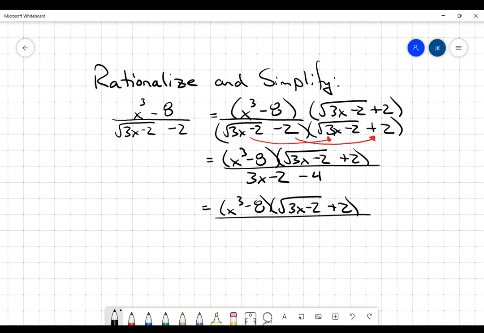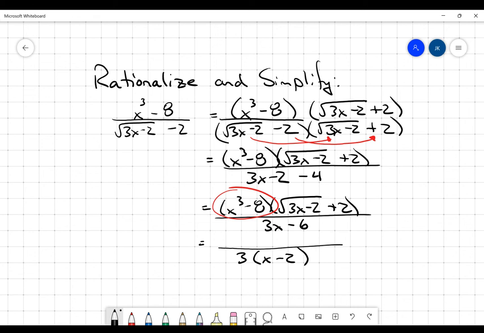And when I clean that up, I get in the denominator, so there we go, root 3x minus 2 plus 2, all over 3x minus 6, okay? Now, I can take a 3 out of the denominator, and I'm left with x minus 2.